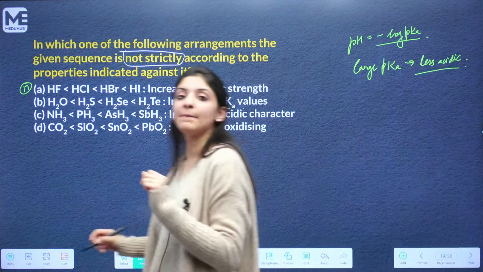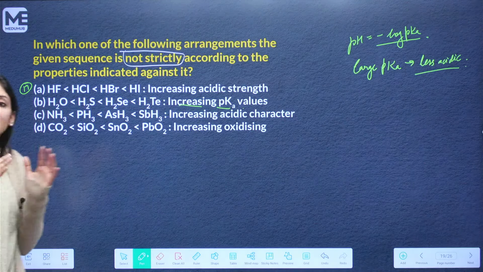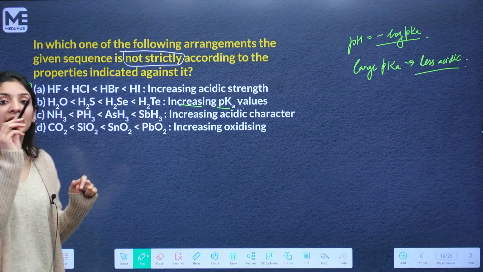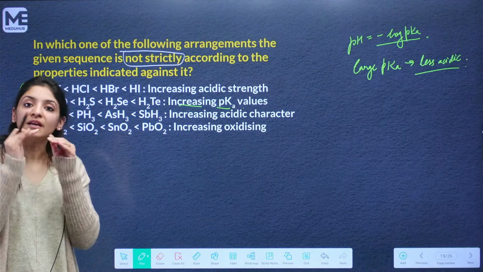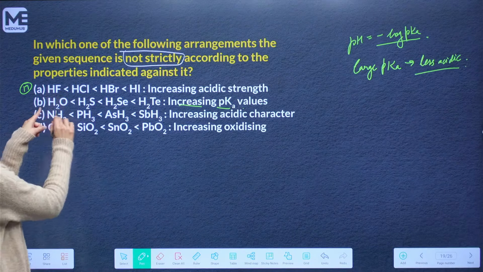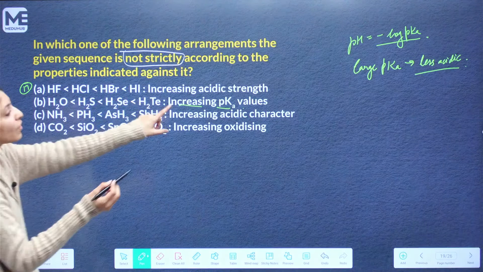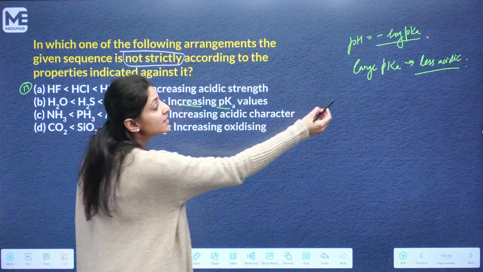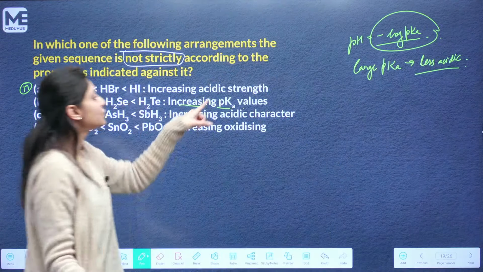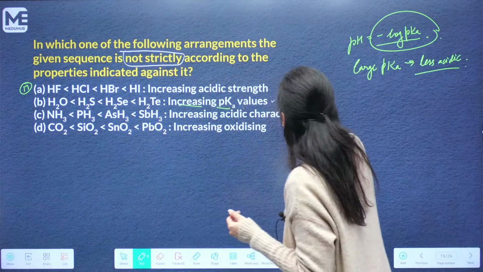Alright, now what happens in the group 16 hydrides? On moving down the group, the bond length increases. The bond dissociation enthalpy of the element with hydrogen decreases, the bond length increases, hence acidity increases. So this is the trend of acidic strength or acidity. But this is not the trend of pKa because it has an inverse logarithmic relation. So this is again not true. So the answer would be this one.